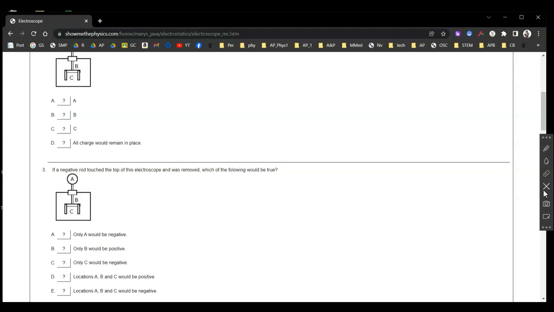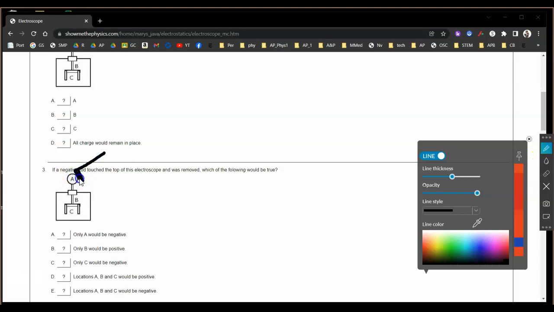So now that's called conduction, touching. And where do you think the electrons would go when that negative rod touched? Would they flow into the electroscope or flow out of the electroscope? What do you think? Absolutely, good. So once it flows in, you know what would naturally happen? They'd spread out evenly, and the answer would be A, B, and C would all be negative.